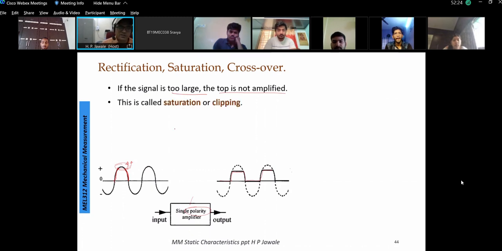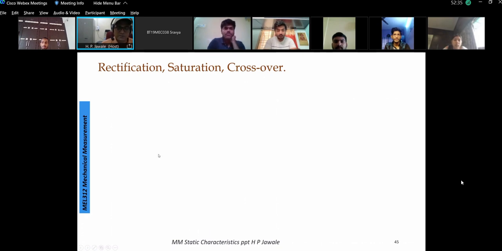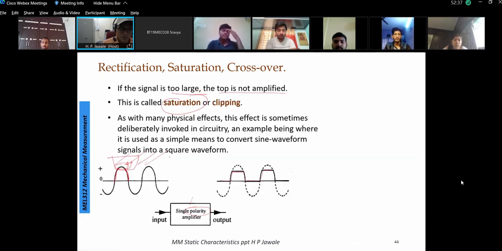So this is called saturation. We are going to saturate because of the instrument characteristic. There is a saturation limit of the amplifier. Signals above these zones are not at all detectable, so it's called saturation. This is a saturation line. It can be near or very near to the top, but definitely it's going to have some saturation. As with many physical effects, the effect is sometimes deliberately invoked in circuitry.